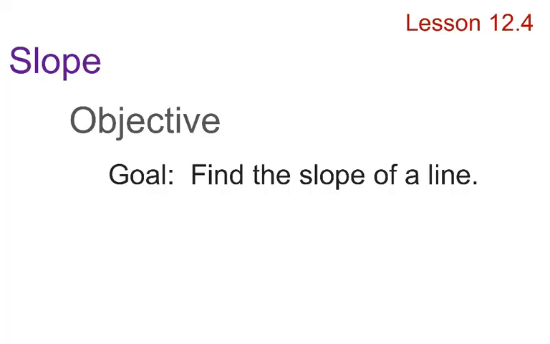So going back, our goal was to find the slope of the line. Make sure you understand properly how to find the slope of the line and how to use that slope in various types of problems. When remembering slope, the thing to remember is rise over run. Slope is always rise over run.